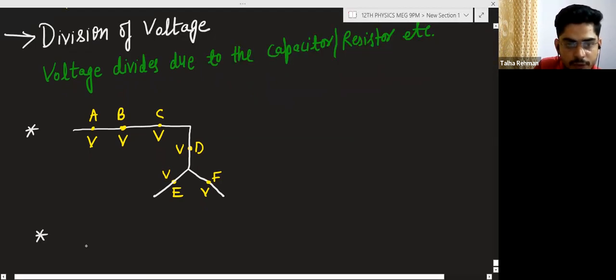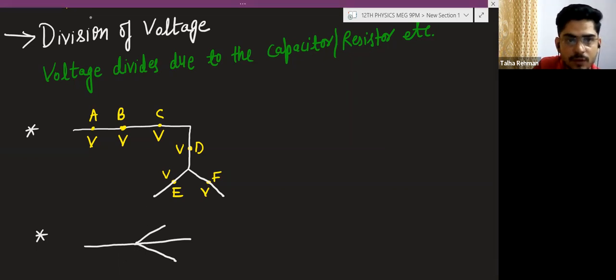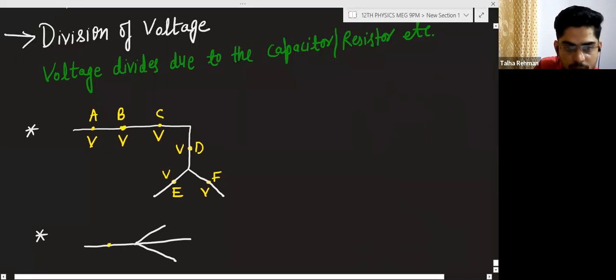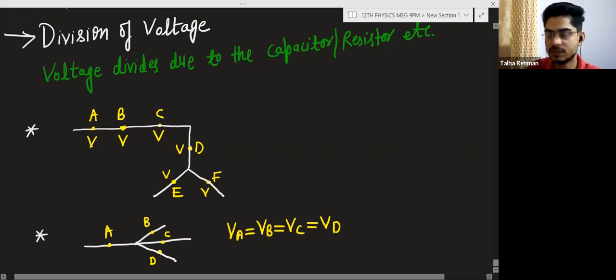And if you are doing this like this, three branches are there in the wire, and this is a junction point. So there are 4 points: A, B, C, and D. Potential at A equals potential at B equals potential at C equals potential at D, because there are no resistors or capacitors.